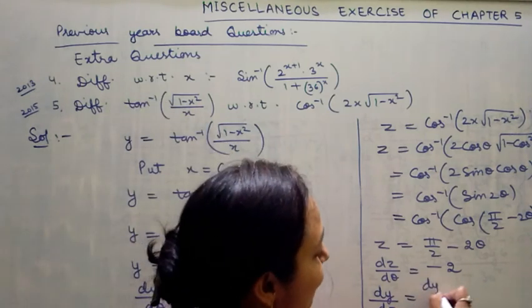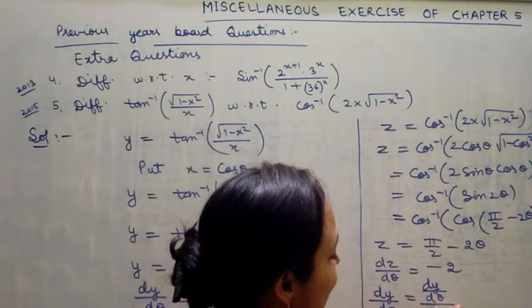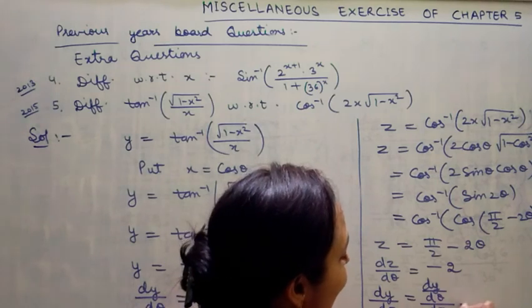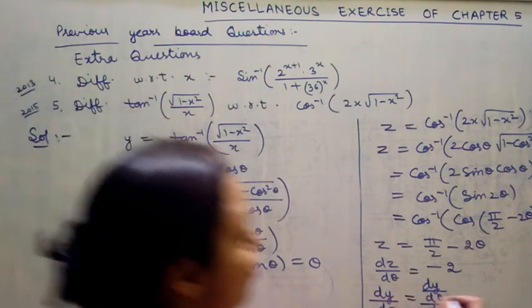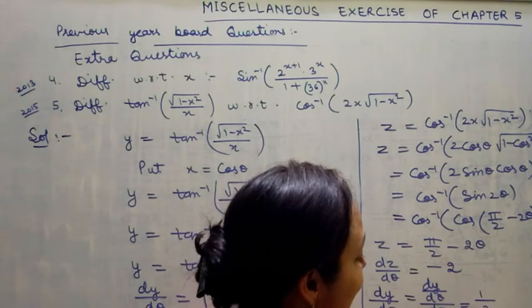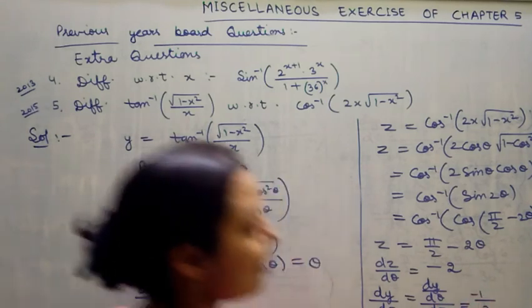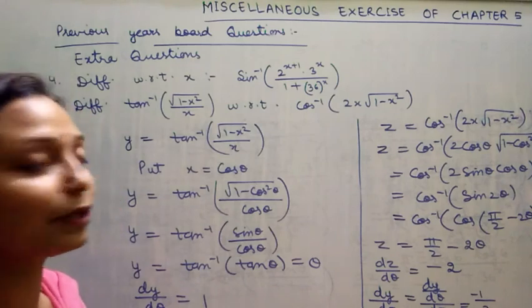That means dy upon d theta divided by dz upon d theta. Okay, dy upon d theta is equal to 1 and dz upon d theta is equal to negative 2. You can take the negative sign in the numerator. So this is the way to solve the question.